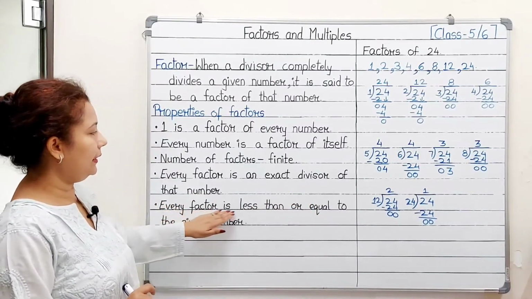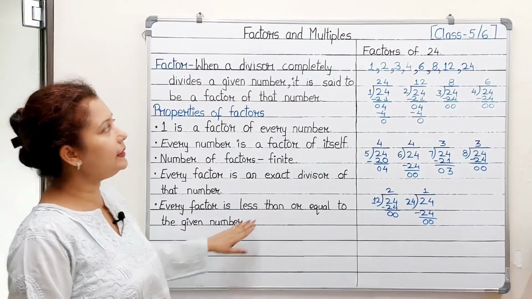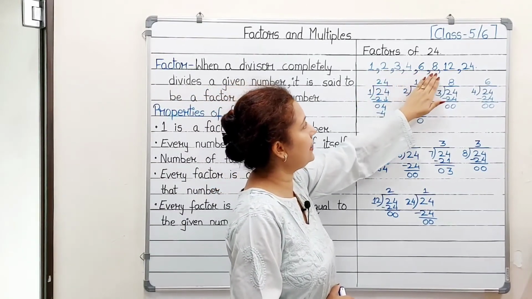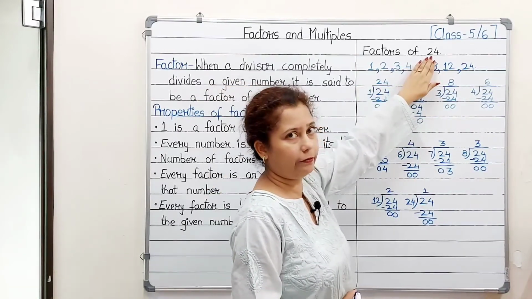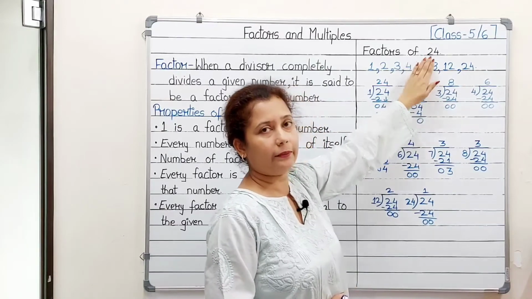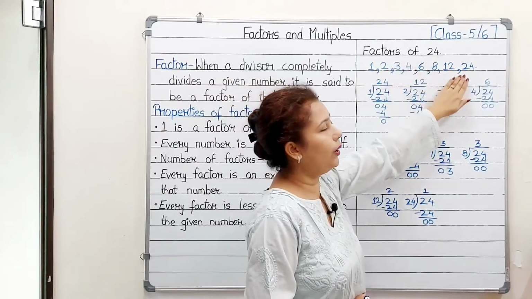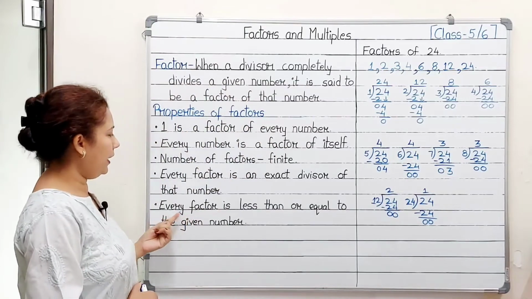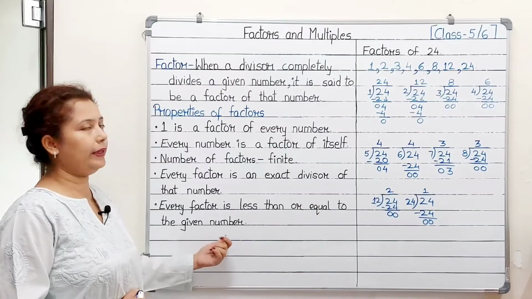Every factor is less than or equal to the given number. Here we can see 1, 2, 3, 4, 6, 8, 12. All these numbers are less than 24, and 24 is equal to 24. That means all the factors are either less than 24 or equal to 24. So the last property is that every factor is less than or equal to the given number.